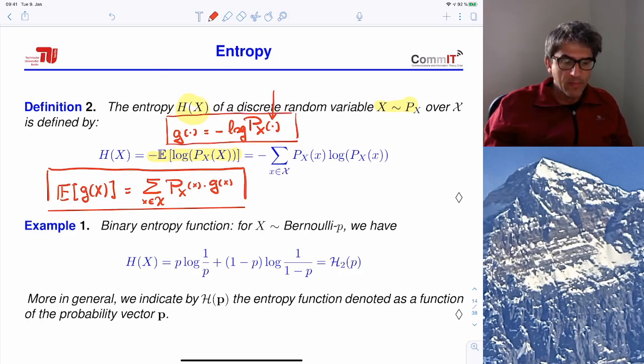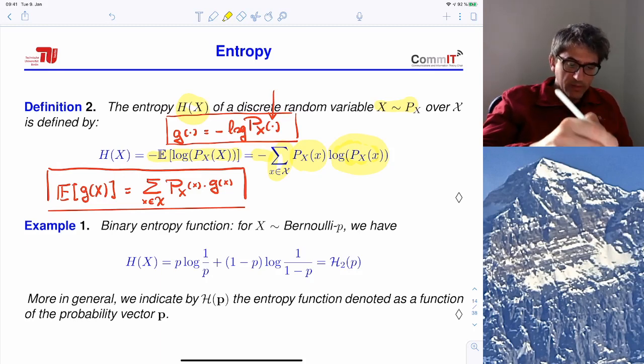So exactly by using this definition applied to this function, we find minus the sum over the alphabet of the value of the PMF at the letter small x times the value of the function at small letter x. So you see, it's just the application of the expectation operator to the function minus logarithm of the PMF.